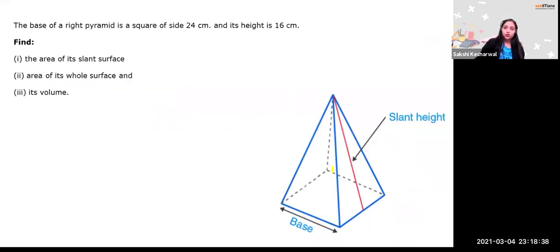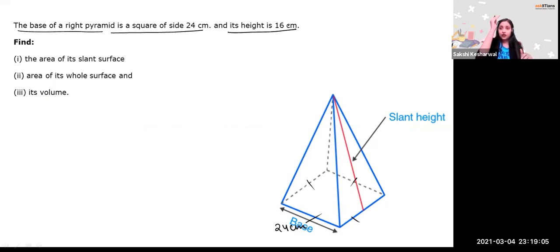Okay, coming to the formula, let's do the question. The base of a right pyramid is a square, 24 centimeter. This is 24 centimeter. So this is a square, right? All the sides are equal. So we say square pyramid, we say pentagonal. We generally deal, right now, in the 9th standard with a regular one, right? Not with the non-regular. Okay, and the height is what?